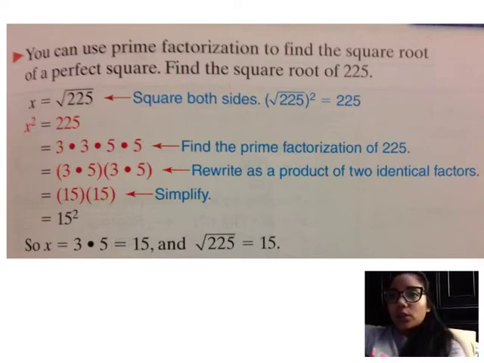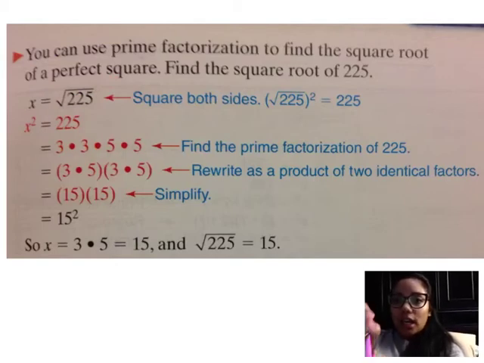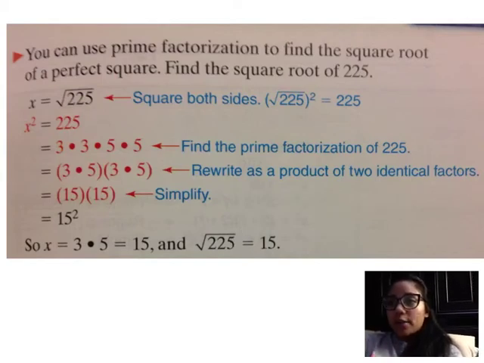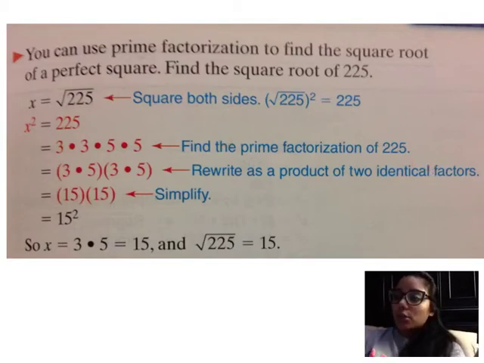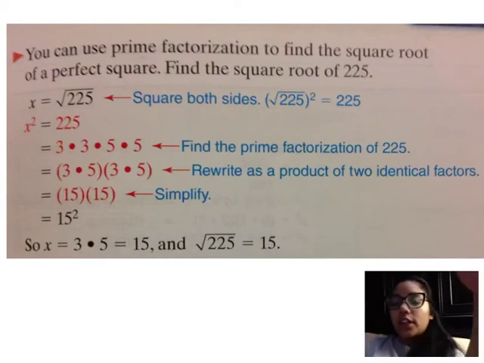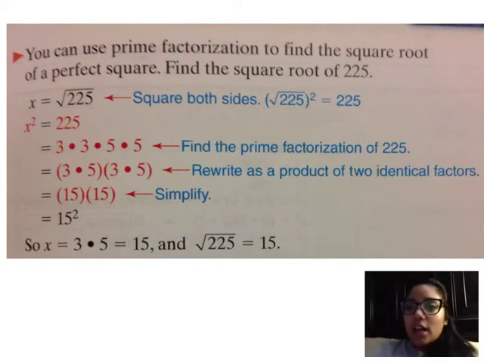Find the square root of 225. So x equals the square root of 225. So now I'm going to square both sides to get rid of the square root. And now I need to figure out what numbers I can multiply by to get it by itself. So find the prime factorization of 225. Well, the prime factorization is all the prime numbers that are multiplied to get to 225. And I'm going to show you how to get to that.